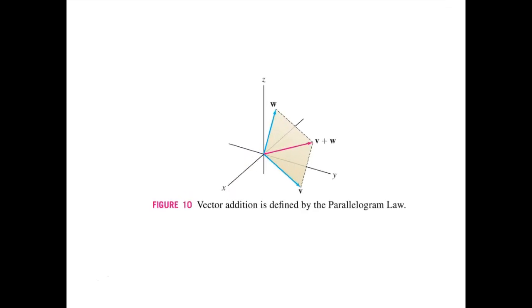When you're adding in three space, it's just like the parallelogram law we had before, but much easier to do, because the parallelogram law is adding components. If this is vector V in standard position from the origin, and vector W in standard position from the origin, then this would be vector V plus W, or W plus V. If you're adding by components, you just write down what V is, A, B, C, what W is, D, E, F, and then the vector V plus W is A plus D, comma, B plus E, comma, C plus F.